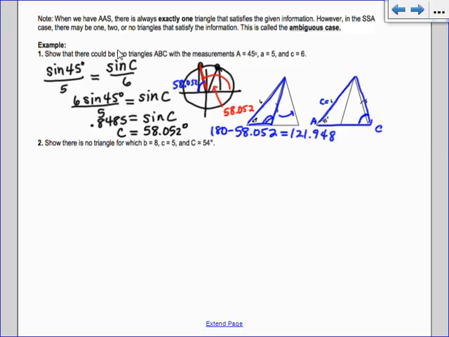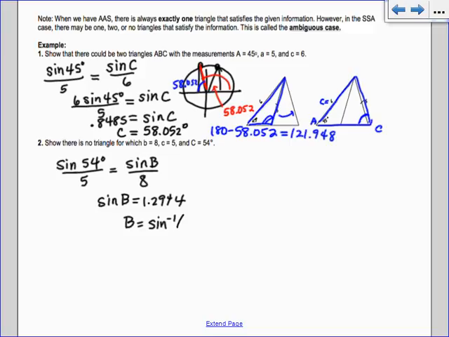So it says show that there's no triangle. These are always the best because you set it up and you're like, oh, sine of 54 over 5 equals sine of b over b. And you're solving it out and you're like, oh, I'm feeling good about this. Sine of b is equal to 1.2944. And then you do inverse sine on your calculator. And you're like, oh, yeah, I'm going to get this answer. This is so easy. And then you're like, oh, wait, it says error.